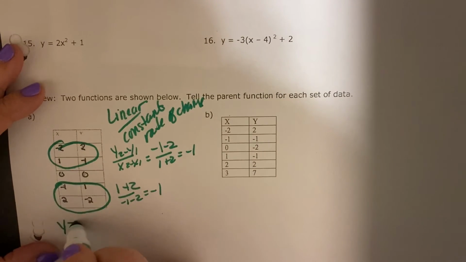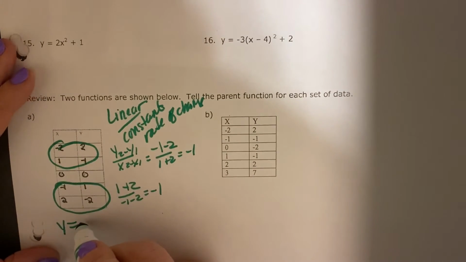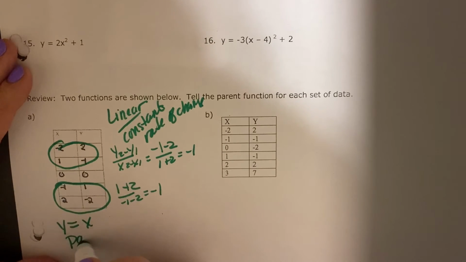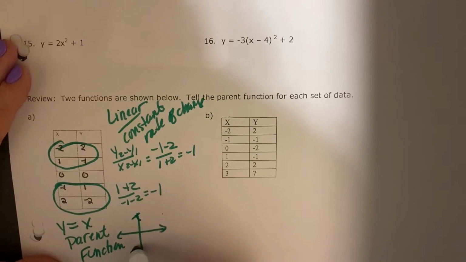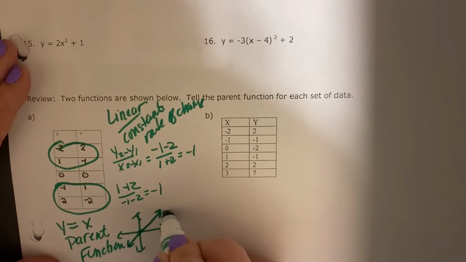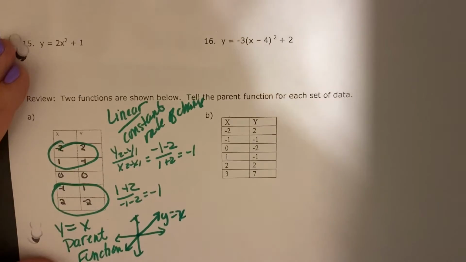And the parent function for a linear is going to be y is equal to x. Y equals x. That is your parent function. And remember that y equals x looks something like this. It goes straight through the origin. So that's what y is equal to x looks like.